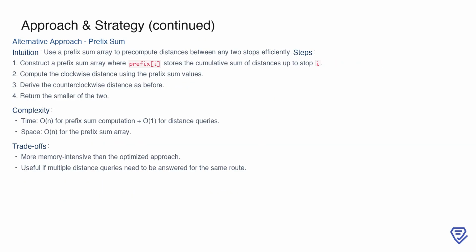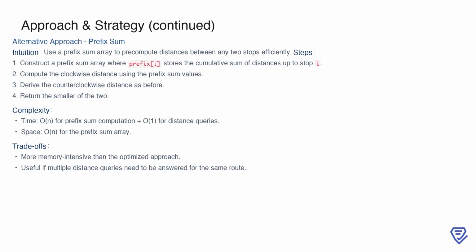Another potential solution is to use a prefix sum approach for calculating distances. The intuition here is to pre-compute cumulative sums of the distances in a prefix sum array, which can then be used to efficiently query distances between any two stops. To implement this, we first construct a prefix sum array where each element represents the total distance from the first stop up to that stop. Using this array, the clockwise distance can be determined by subtracting the prefix value at the start stop from the value at the destination stop. The counterclockwise distance can still be derived as the total distance minus the clockwise distance.